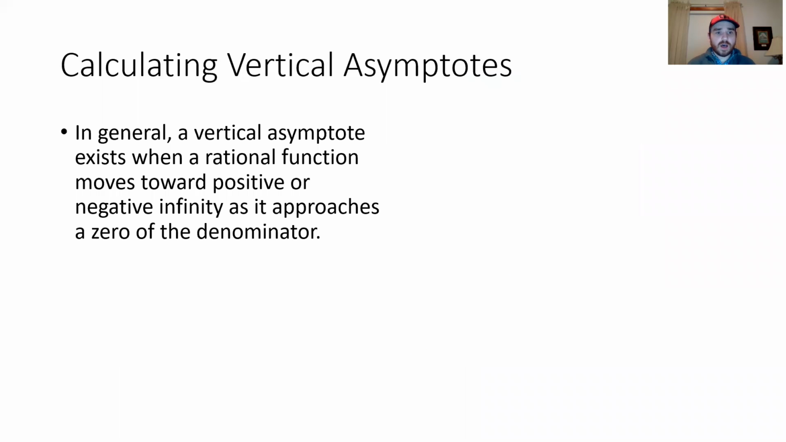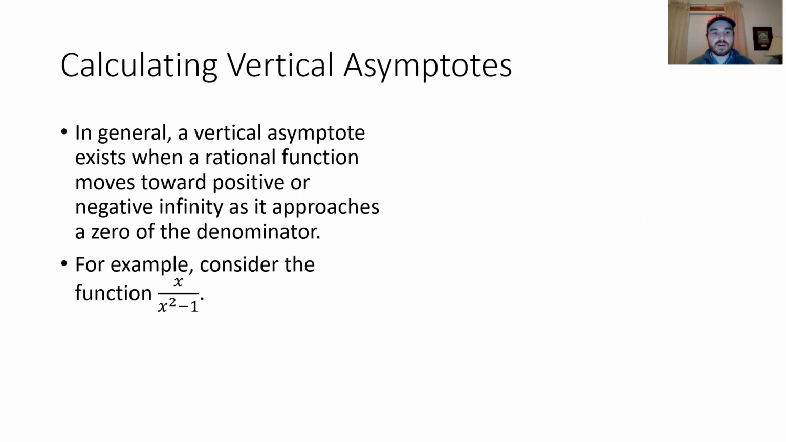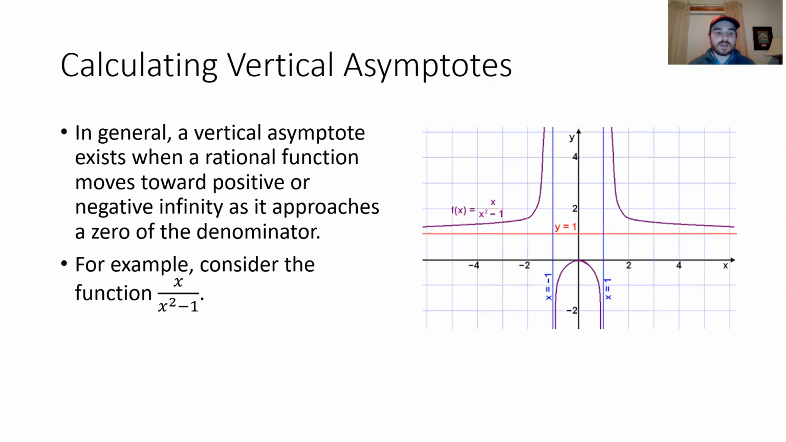Now, we can look at some examples of how these work. In general, a vertical asymptote exists when a rational function moves towards positive or negative infinity as it approaches a 0 of the denominator. For example, let's consider the function x over x squared minus 1. The zeros of the denominator are 1 and negative 1. Negative 1 squared is positive 1, 1 minus 1 is 0, and 1 squared is 1, minus 1 is also 0.